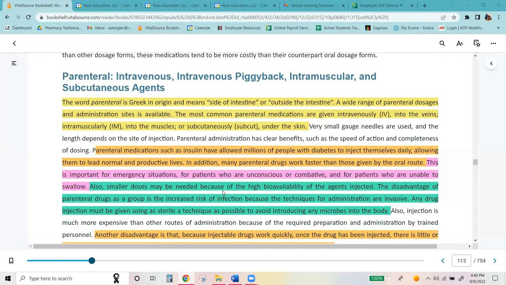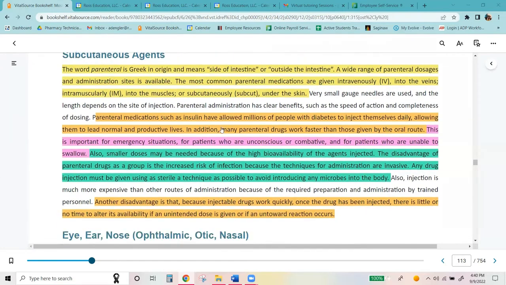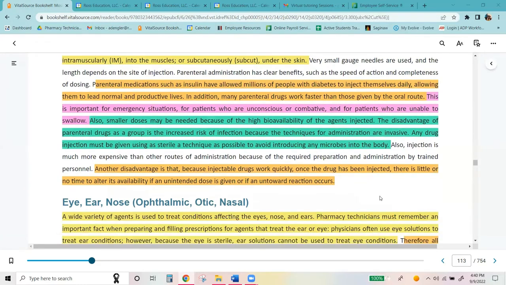The disadvantage of parenteral drugs as a group is the increased risk of infection because the techniques for administration are invasive. Any drug injection must be given using as sterile a technique as possible to avoid introducing any microbes into the body. Another disadvantage is that because injectable drugs work quickly, once the drug has been injected, there is little to no time to alter its availability if an unintended dose is given or if an untoward reaction occurs.